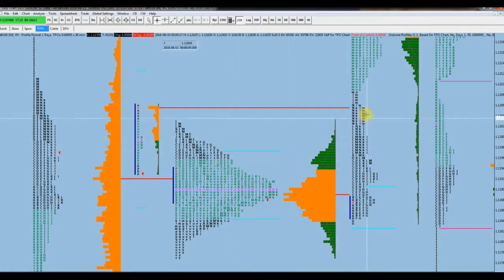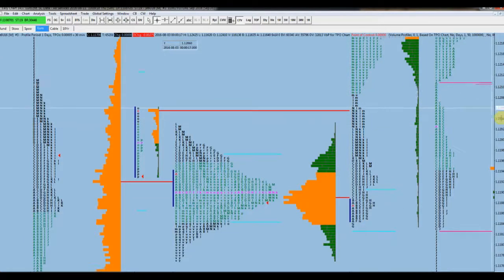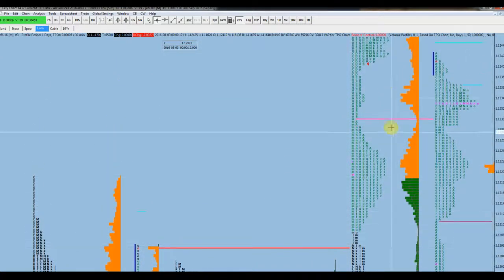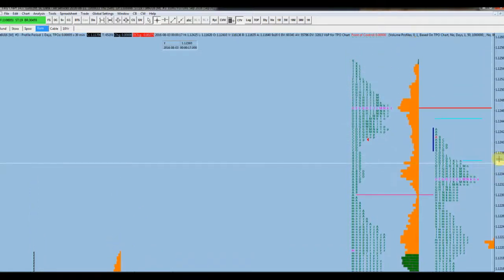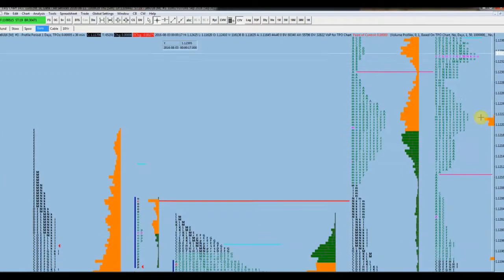In this case, you can see that later on in this session we broke to the upside. We broke through this 112.03 area, and the market continued to move significantly higher over the course of the day, and ended up a 50 tick profitable trade if you were buying at the break point of the inside day break.